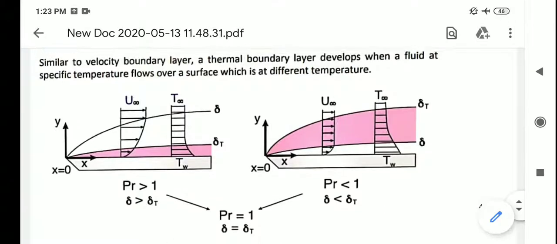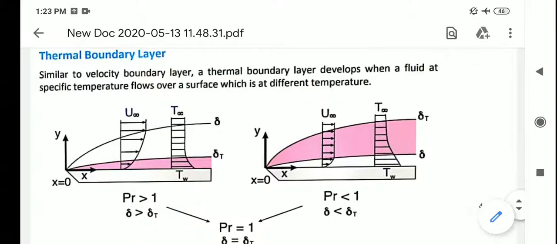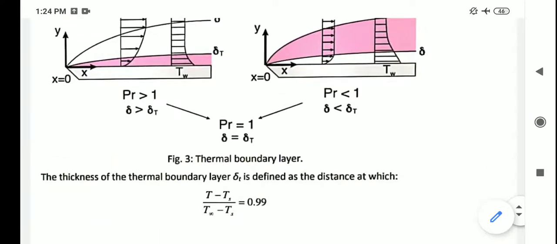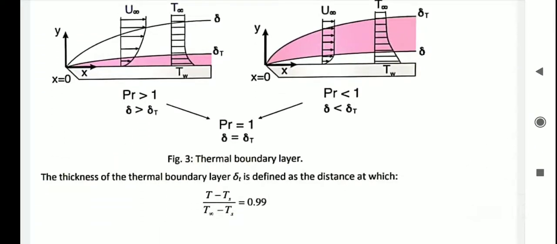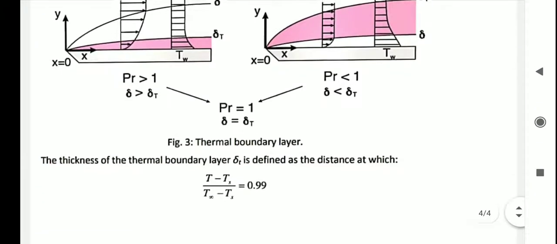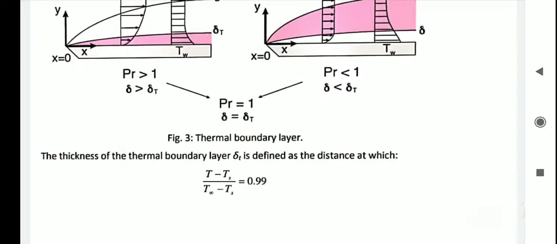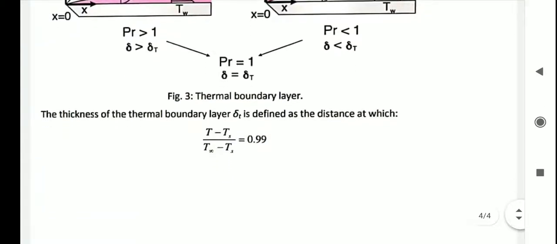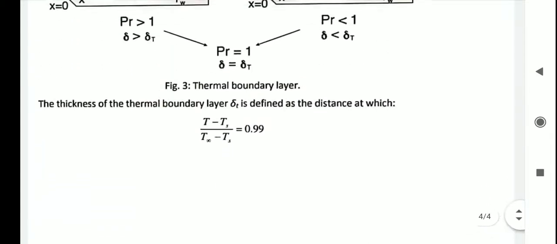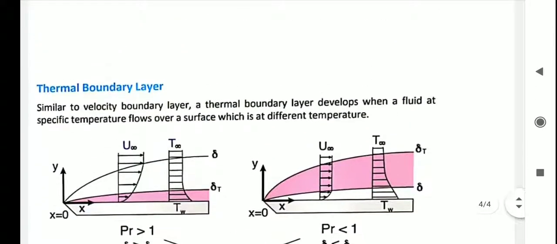It is similar to the velocity boundary layer. A thermal boundary layer develops when the fluid at a specific temperature flows over a surface which is at a different temperature. The thickness of the thermal boundary layer, that is delta T, is defined as the distance at which (T minus Ts) divided by (T infinity minus Ts) equals 0.99. This is about the thermal boundary layer.